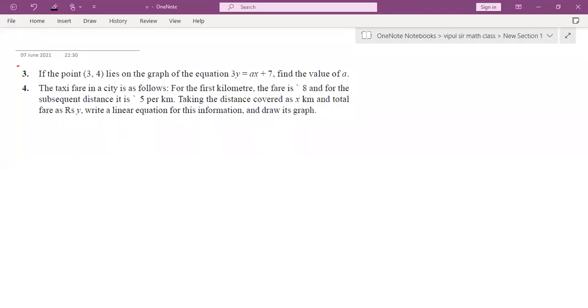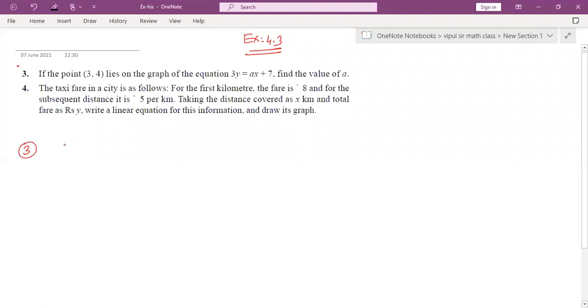As we have completed question number 1 and 2 of this exercise, now moving to question number 3 of exercise number 4.3. Exercise number 4.3, question number 3 is on your screen. If the point (3, 4) lies on the graph of the equation 3y = ax + 7, find the value of a. Very simple question. It may be asked for 1 mark in the exam.